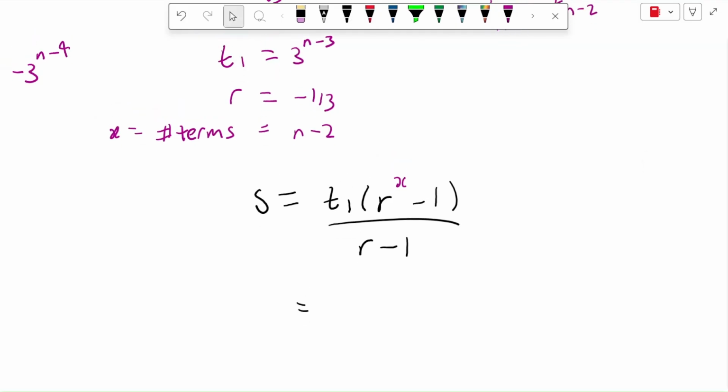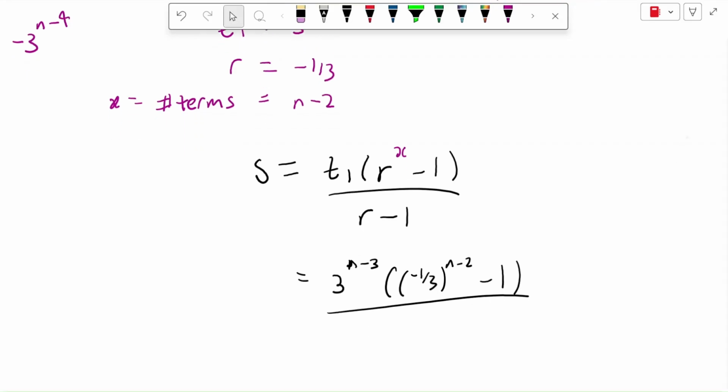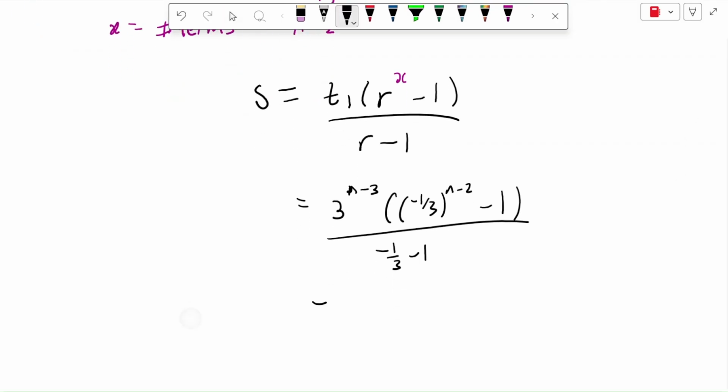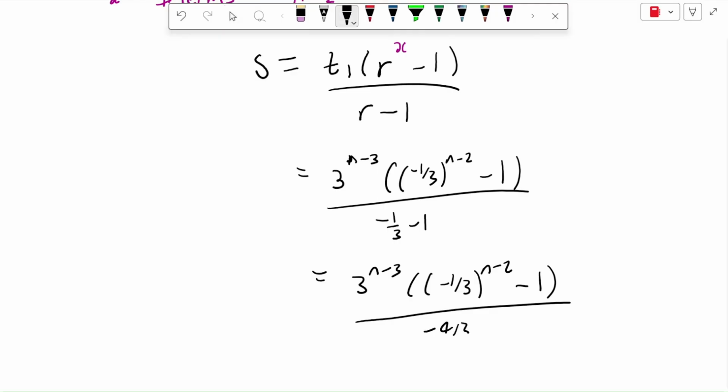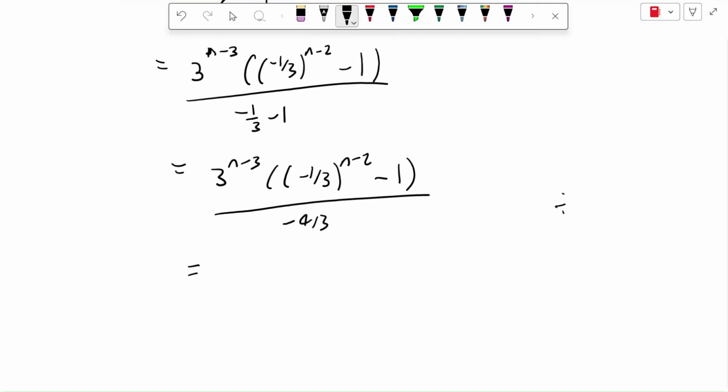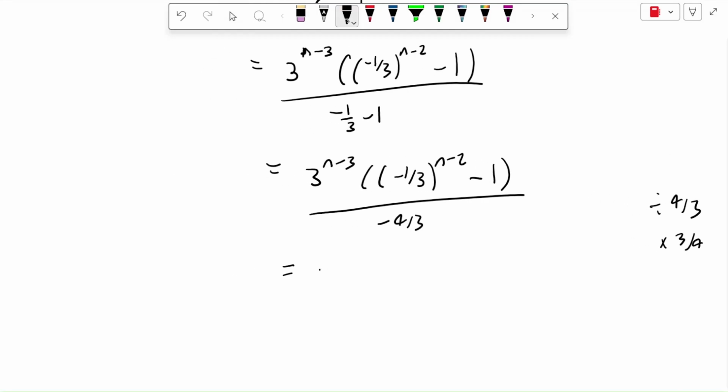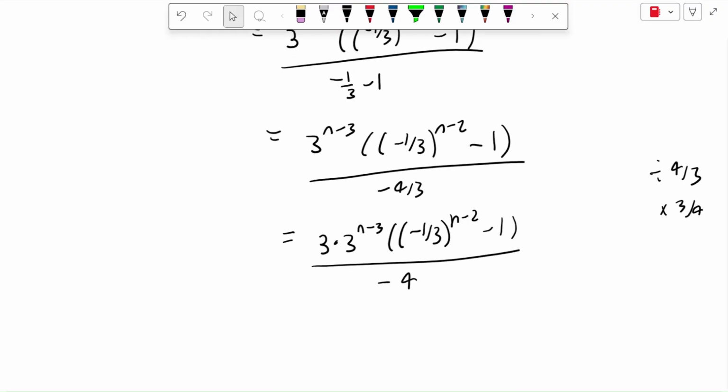But now let's plug in everything we know. So T1 is 3 to the power of n take 3. This will be R, so minus a third to the power of n take 2, take away 1, all over R take 1, so that's minus a third take 1 there. This is 3 to the n take 3 minus a third to the power of n take 2, take 1, all over, now this is minus 4 thirds on the bottom there. Now when you're dividing by 4 thirds, that's like timesing by 3 quarters, so I can actually pull the 3 up the top here. So 3 into 3 to the n take 3 minus a third to the n take 2, take 1. All over minus 4, just like that.